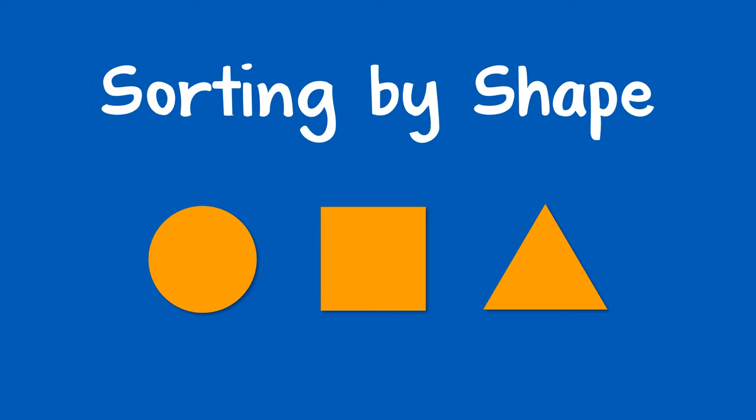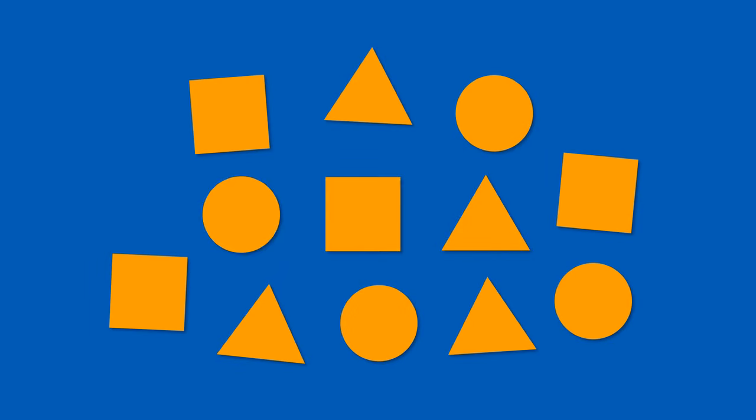When a child has learned some basic shapes, you can help deepen their understanding through sorting. You can give the child some shapes cut from paper, making sure there are a few of each shape. Then you can say something like, "Can you sort these shapes?"